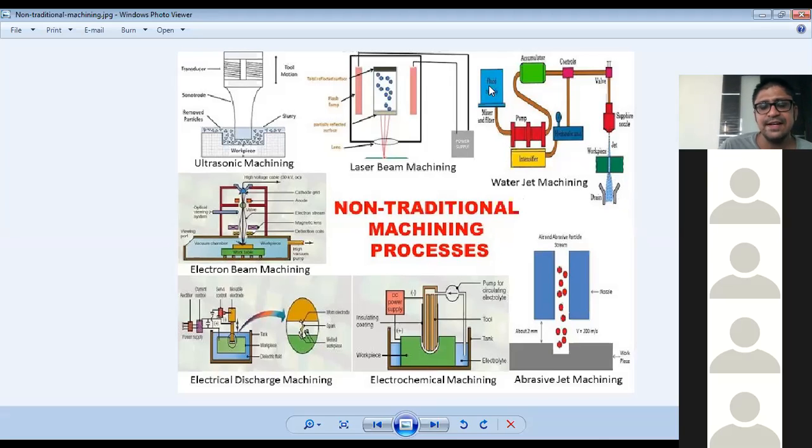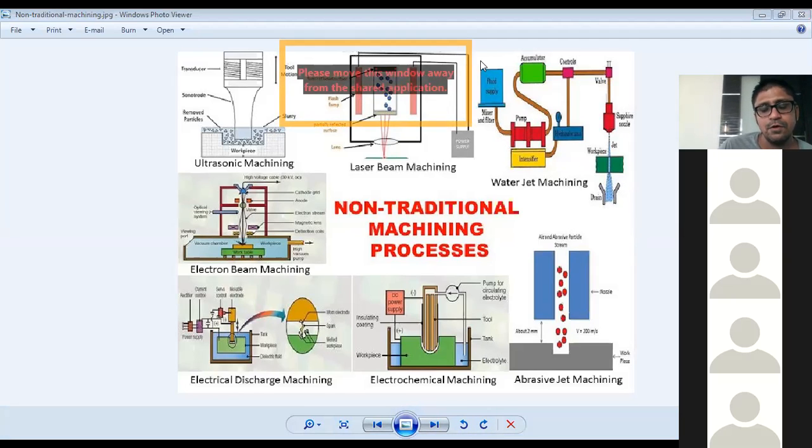But the advantage is that it's completely cold cutting. There is no temperature rise, almost no temperature rise. So whatever the base material properties are, they will be retained after machining. There will not be any microstructure change because of cold cutting, so you will retain the mechanical properties. So that is the advantage.